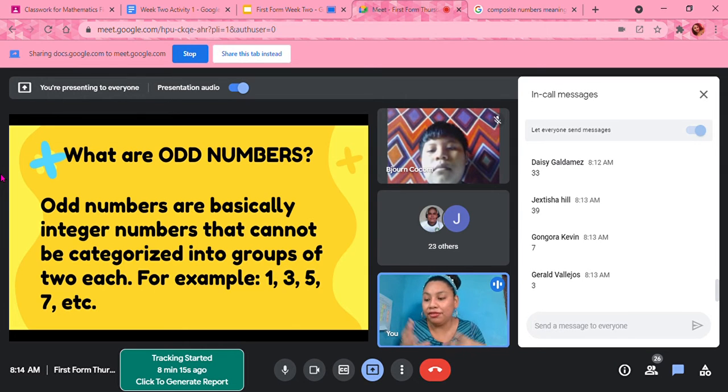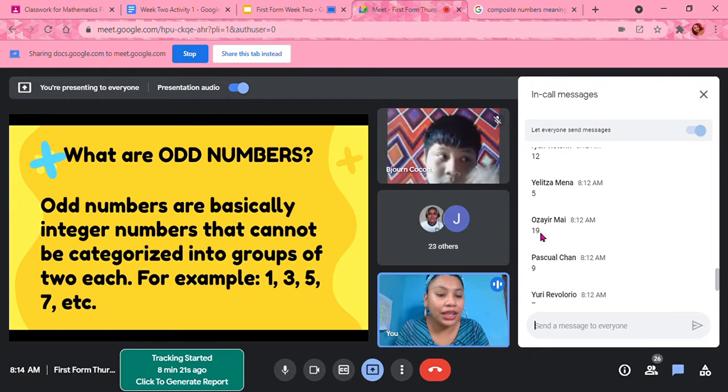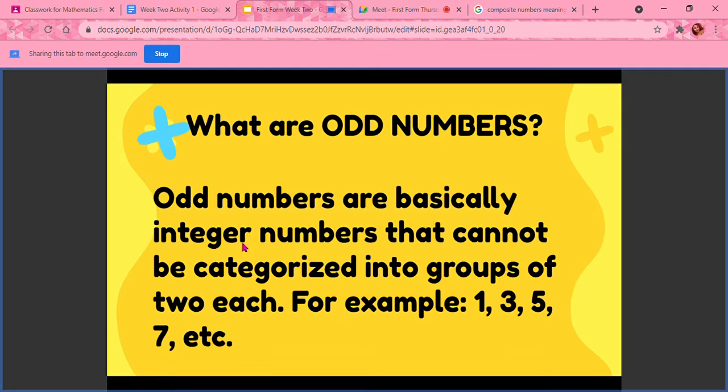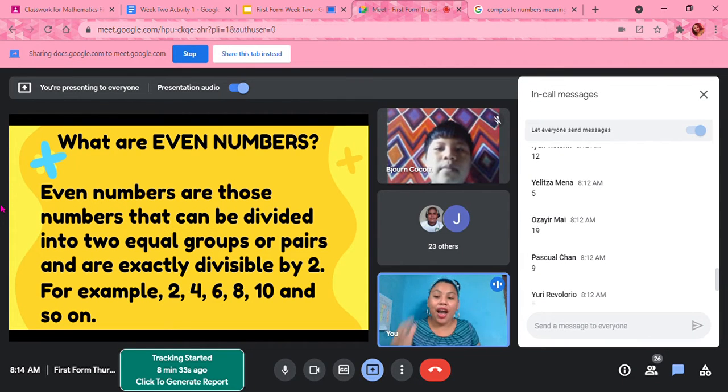If I were to have 3, the same thing. If I were to do 39, I see 39 in the chat, the same thing. 19, the same thing. Because those numbers, I cannot divide it equally by 2. All right? Moving on. Even numbers. So odd numbers is one type of number and it is grouped along with even numbers.